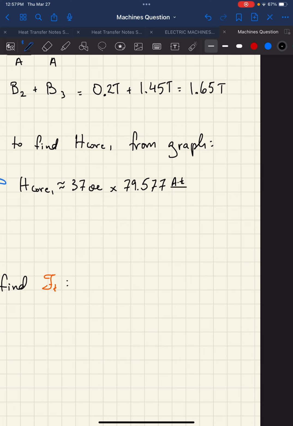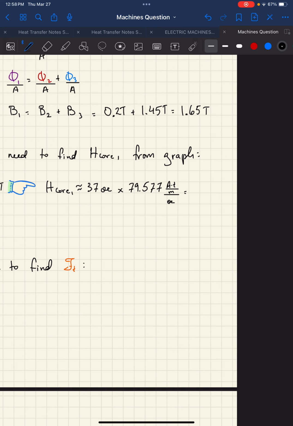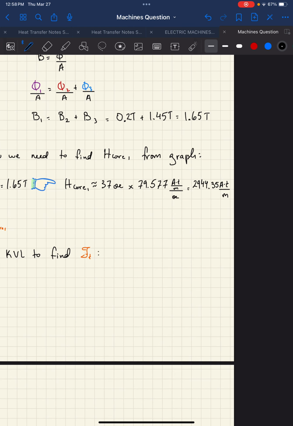That should be a turn. It's going to bother me. Amp turn per meter. And that's like 1 Oersted, right? So the units all cancel. I know sometimes I do it in script, sometimes I do it in print. I should be more consistent. Okay, so we multiply that out, and we find that H in that leg is 2944.35 amp turn per meter. So now we're almost there. We can almost taste the victory.